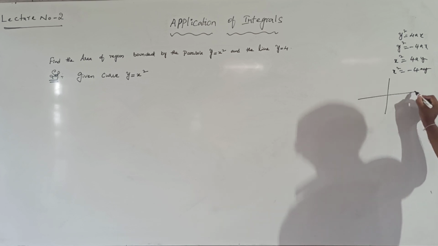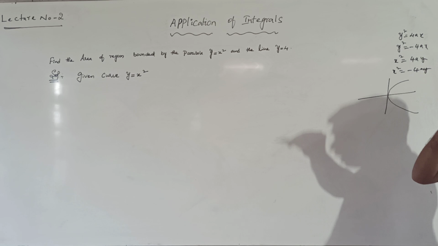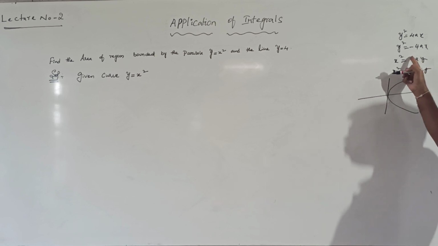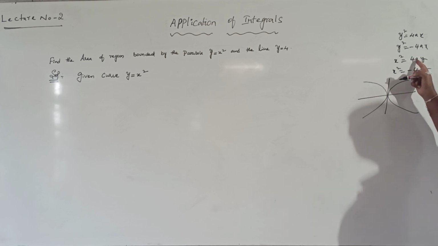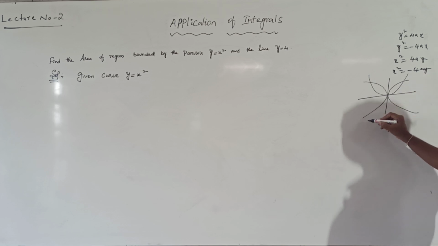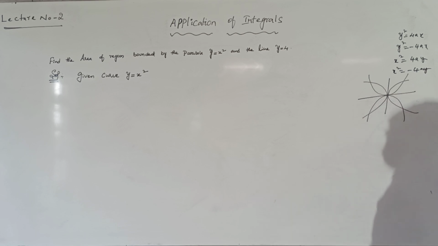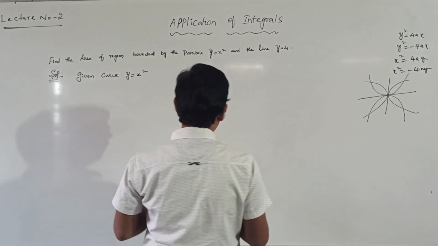See, simply I will say here, y square equals 4ax is a right parabola. y square equals minus 4ax is nothing but a left parabola. x square equals 4ay is nothing but an upward parabola. x square equals minus 4ay is nothing but a downward parabola. So right parabola, left parabola, upward parabola, downward parabola. For all these 4 forms, the vertex is at the origin only.